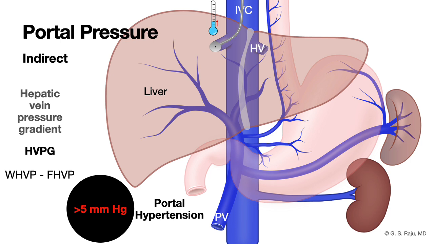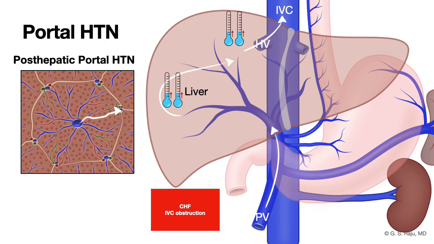So when you look at this pathway from the portal vein to the liver, from the portal tracts, sinusoids, central vein, hepatic veins, and IVC, blockage along this pathway can result in portal hypertension. So let us start from the post-hepatic phase.